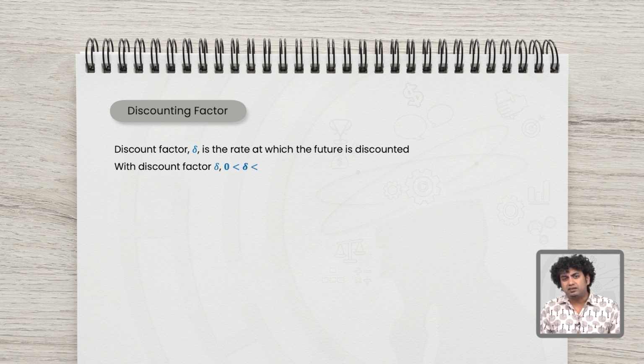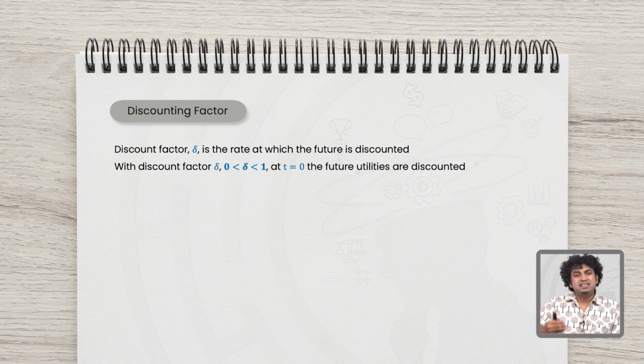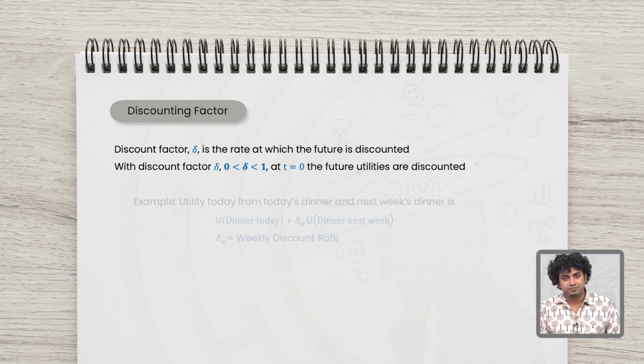So the discount factor typically lies between 0 and 1. Why? Because the dinner tomorrow can hardly be more valuable than the dinner today. As a result, delta is less than 1, and the dinner tomorrow carries some weight, right? So it's not that there's absolutely no value. As a result, delta takes a value greater than 0. So delta is bound between 0 and 1.